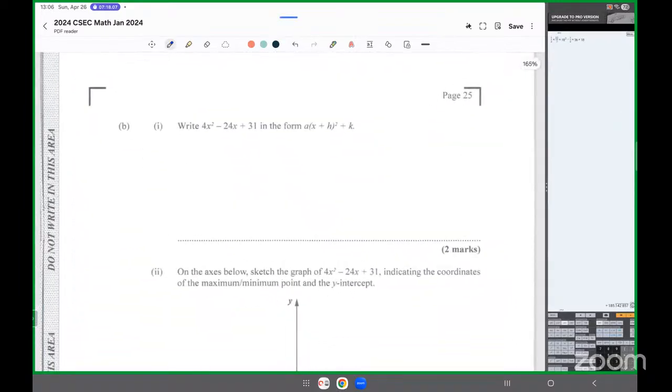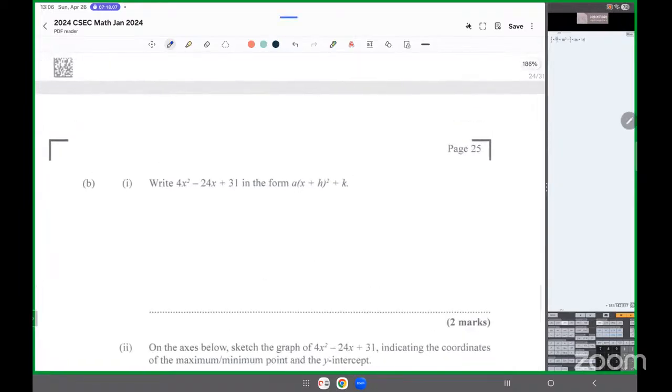Write this in the form a into (x plus h) squared plus k. Some teachers teach you with the actual h and k, but I use xt and yt. That xt is the x value of the turning point, and yt is the y value of the turning point. So instead of this, we're going to be using a into (x minus xt) squared plus yt. There's a formula for the xt and a formula for the yt.